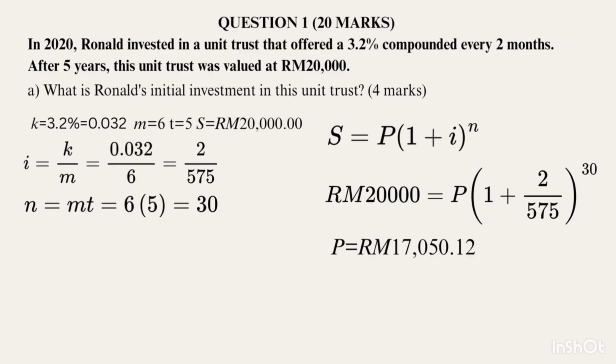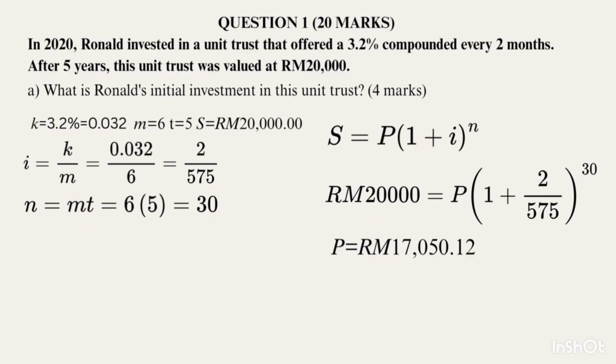First, we need to analyze the question. Ronald invested in a unit trust that offered 3.2%. 3.2% is the K, compounded every 2 months, which means M will be 6. Then, after 5 years, that means that T will be 5. Then the unit trust was valued at 20,000 ringgit, which means that S would be 20,000.